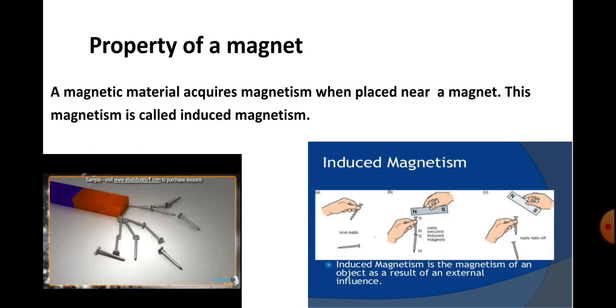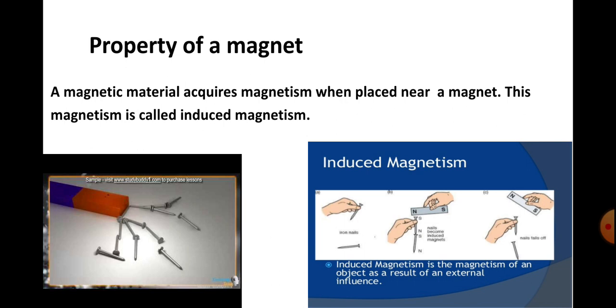Third property: if a magnet is divided into two parts, two independent magnets are formed. It means that the two poles of a magnet cannot be separated from each other. And now, in this video, we are going to learn some more properties of a magnet.